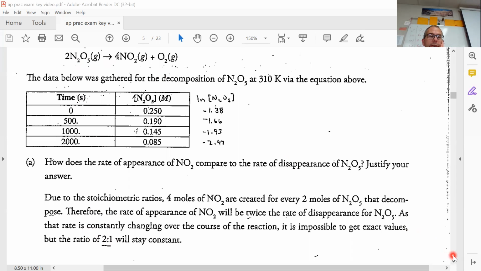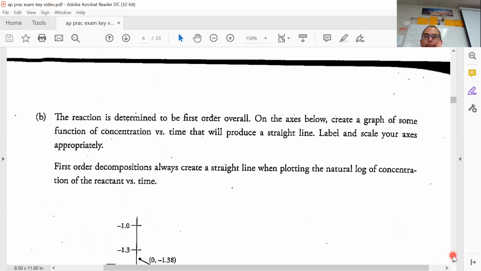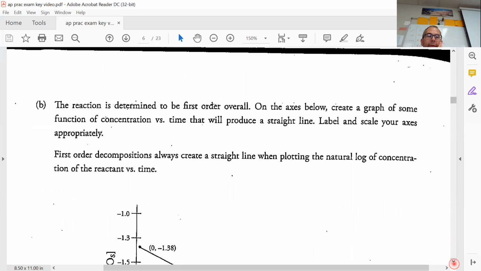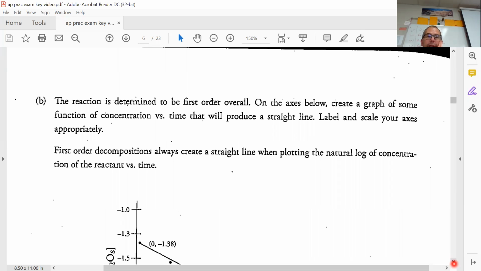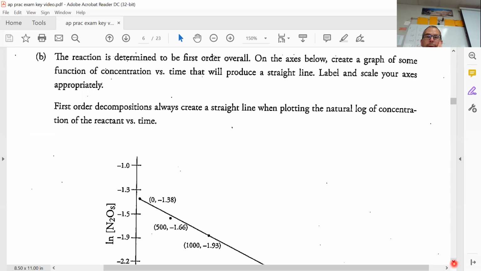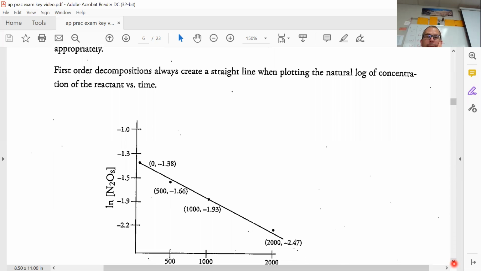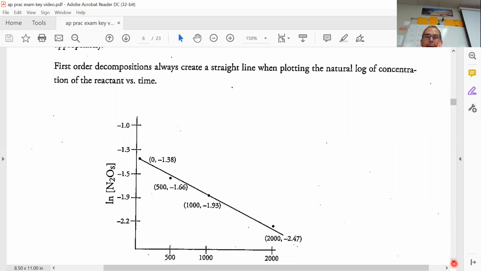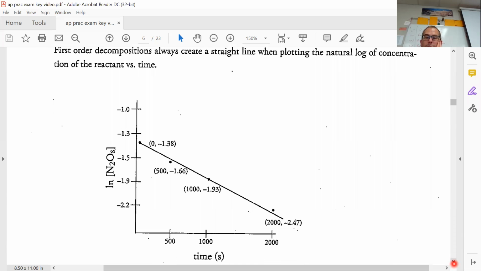Okay, next question tells us it's first order, and then we're supposed to create a graph and plot some function of concentration versus time. All right, so when we plot this, we're going to take our data, but with 0th order, we'd plot concentration versus time. With first order, we plot the natural log of concentration versus time. With second order, we plot 1 over the concentration versus time. When we plot the natural log versus time, we should get a negative slope. And that's what we get right here.